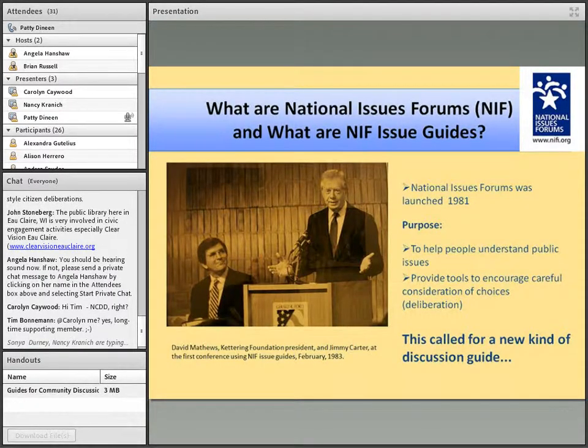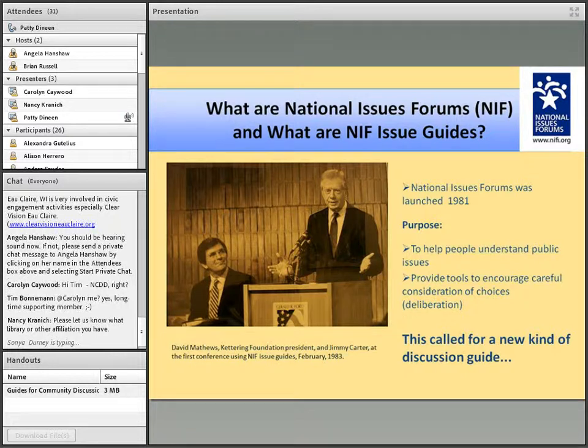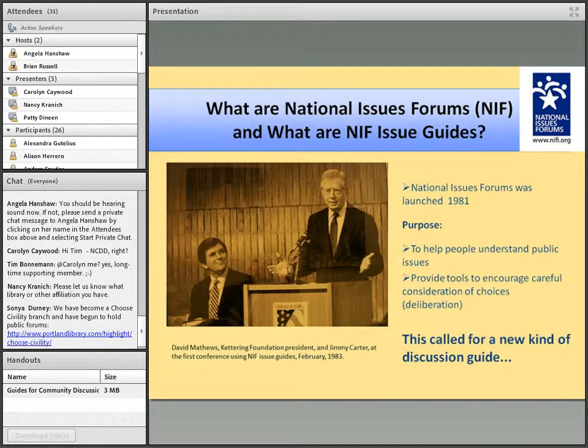Let's start with what National Issues Forums is very briefly and what National Issues Forums issue guides are. The National Issues Forums was launched in about 1981 when some people got together with the idea that they were looking for a different way to help the public tackle important and complicated national public issues. They wanted to have a way to work on one of the questions that the Kettering Foundation, which National Issues Forums is still closely affiliated with, the research question that is, what does it take to make a democracy work as it should?